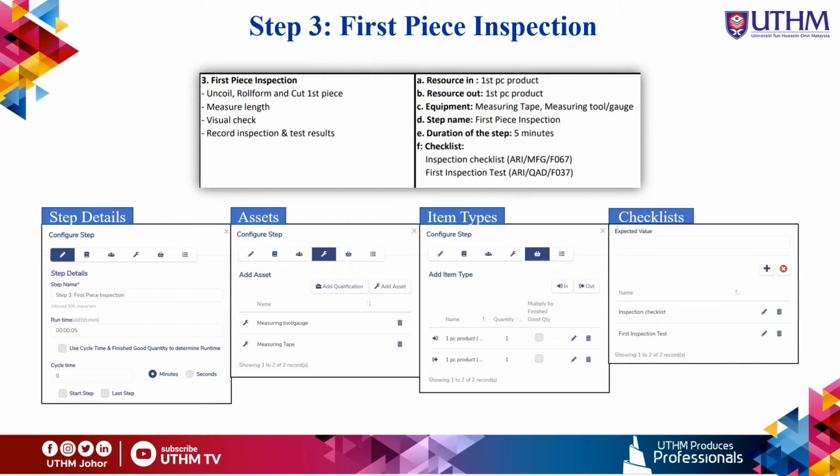As you can see, the checklist is the inspection checklist, ARI, MFG, FO, F067, and the first inspection test, ARI, QAD, F037. These are the elements we use for the step as normal: step details, assets, item types, and checklist.